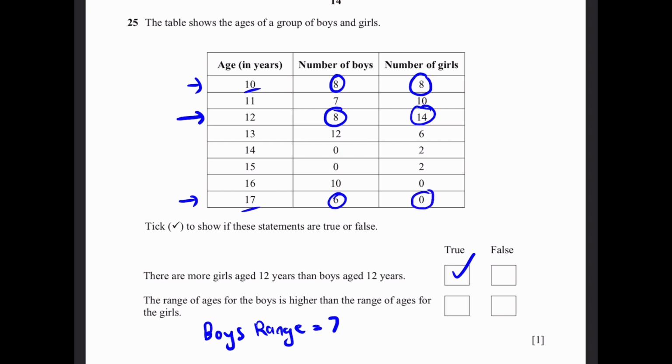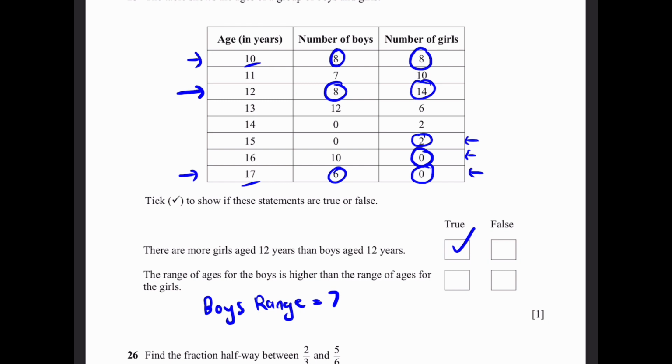No girls at 17 years. Even for 16 years, as there's 0 in 17 and 16, let's move on to 15. There are 2 girls 15 years old. So that is the largest for the girls. The boys' range is 7. Girls' range is 15 minus 10, which is 5. And the range of the ages for the boys is 7, which is higher than 5. So this statement is also true.